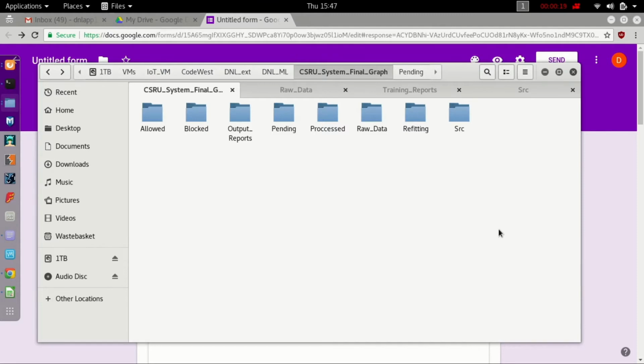The idea being that it could monitor activity from multiple devices, from mobile, tablet, laptop and computers, and designate the activities carried out by those devices as either allowed, pending or blocked.